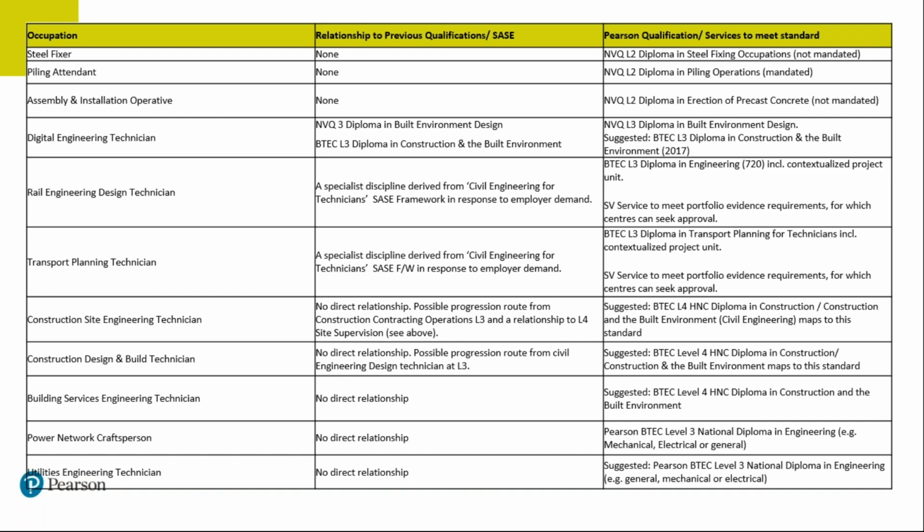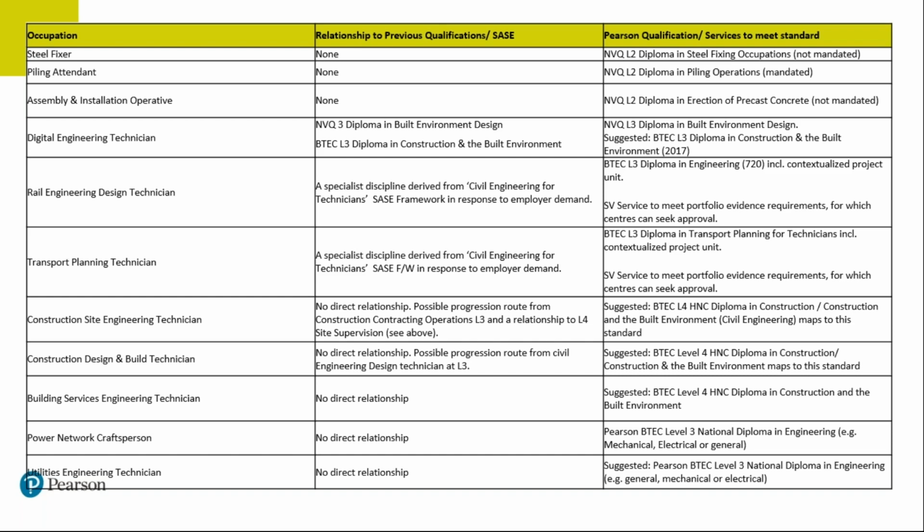Here you'll see a variety of level 3 and 4 where you can use a higher national certificate, for example, with the right combination of units to meet some of these. Rail engineering design technician, again, that came out of a branch of civil engineering, so we know the employers are in fact using the BTEC level 3 diploma in engineering, as well as a specialist SV service which we provide as well, which centres can get approval for. Again, these aren't currently mandated, although as they're being revised, it may well be that they become mandated, because the employer group are keen to ensure consistency in the offer for those level 3.